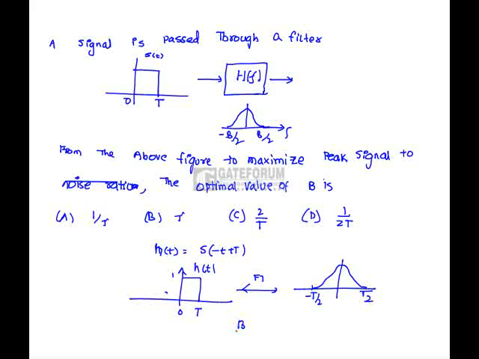So B by 2, this is 1 by T, this is 1 by T. So B by 2 should be equal to 1 by T, that is, B equals 2 by T. Hence option C is correct.